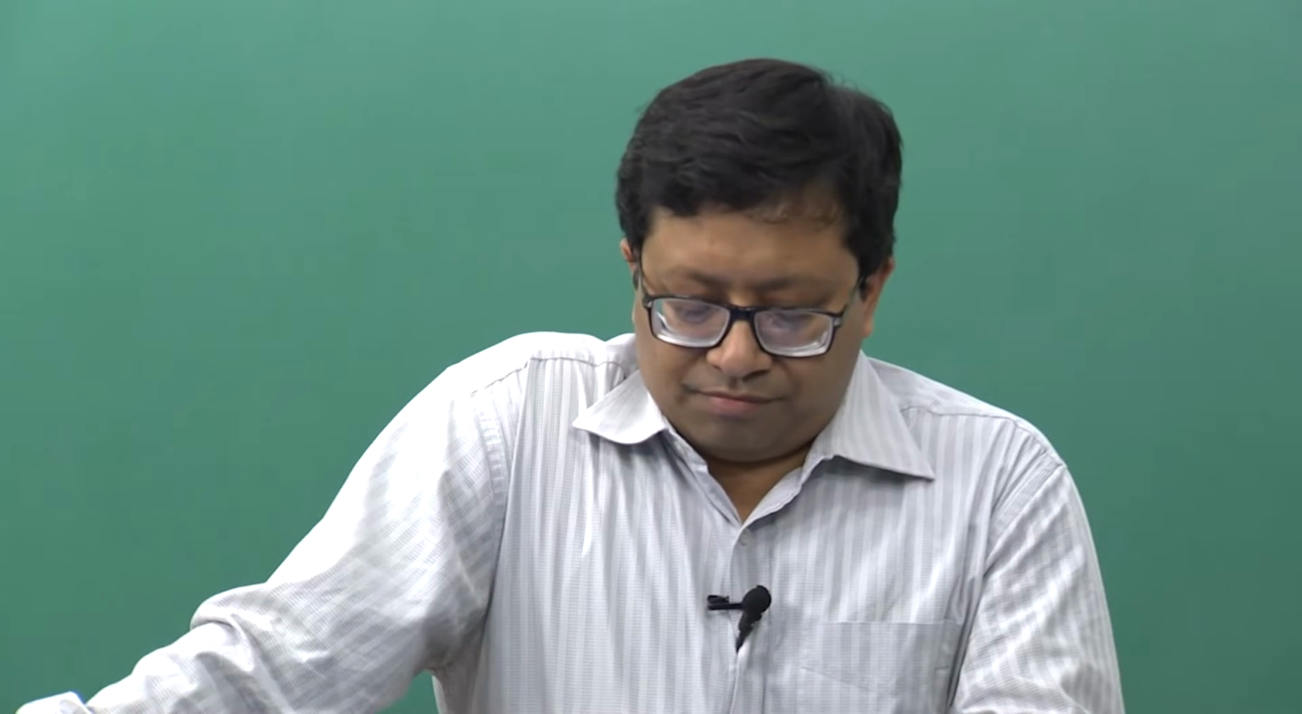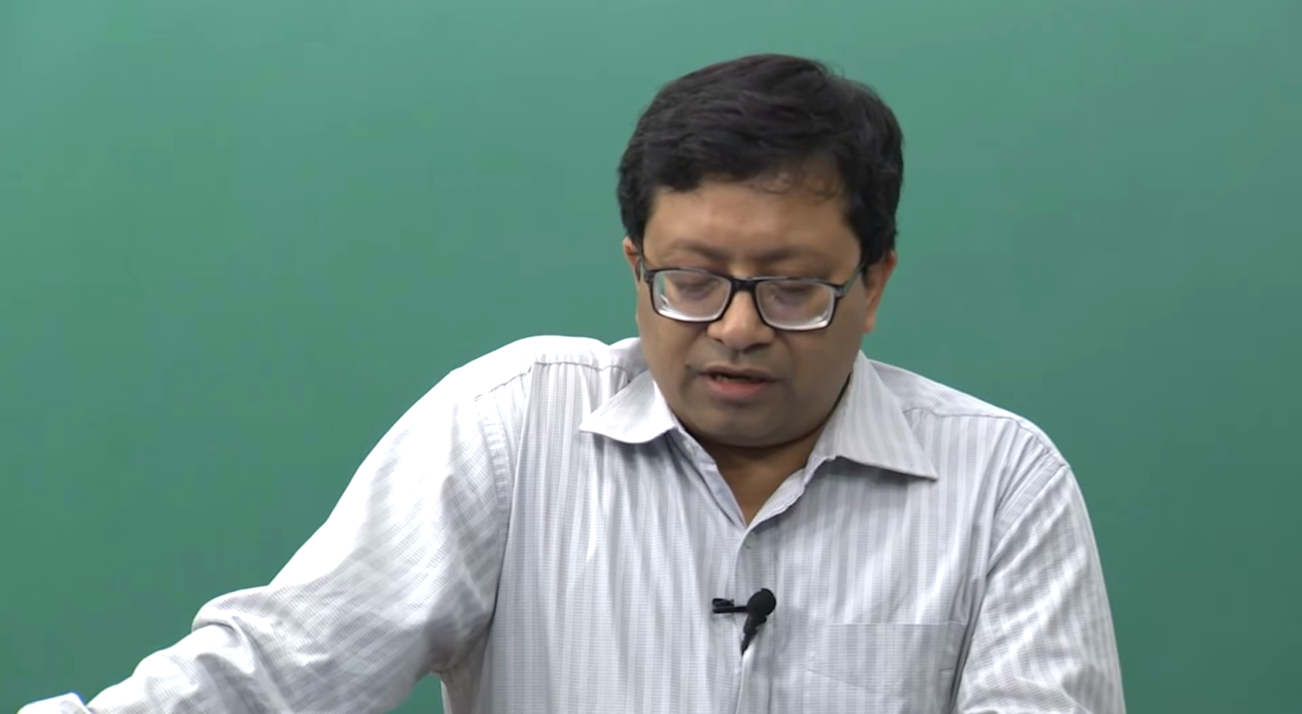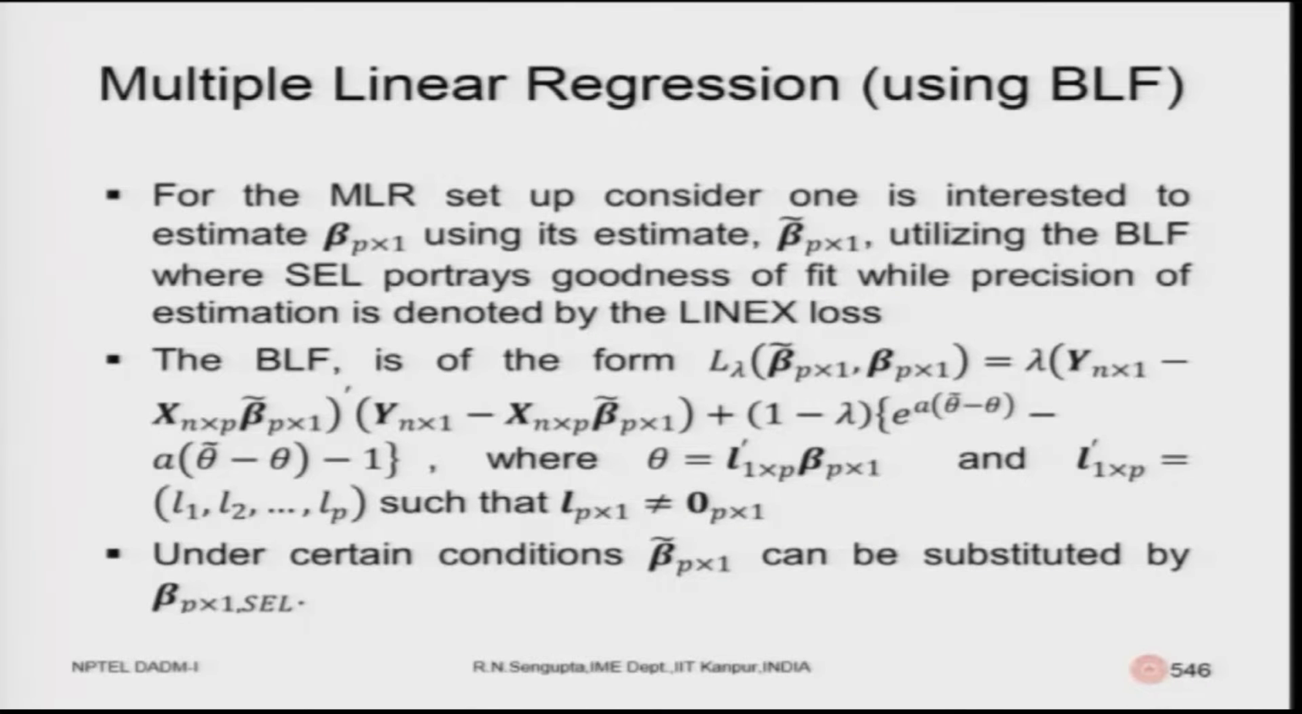For the case of multiple linear regression, we are interested in finding the beta vector, which is basically the vector of regression coefficients, using the estimate beta tilde. Here beta tilde is being used very generally. So, we use the balanced loss function where the squared error loss portrays the goodness of fit, while precision of estimation is denoted by the Linex loss.